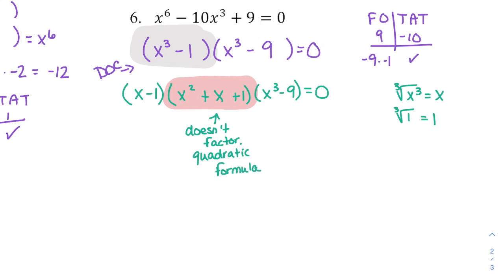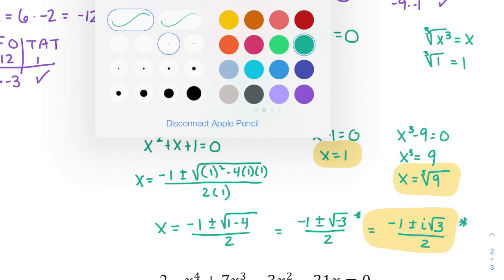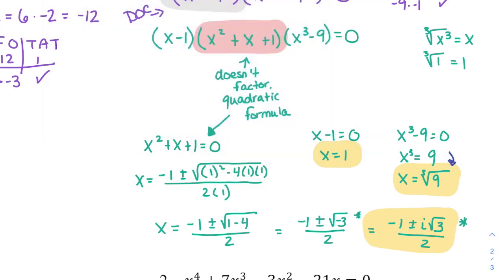Go ahead and solve. So when I went to solve this out, I rearranged the order a little bit. I went and did my quadratic formula on that trinomial, and I ended up with negative 1 plus or minus i square root of 3. And then when I solved the other two factors, I got x equals 1. And then for this one, I took the cube root of both sides, and you don't need plus or minus for cube root. So it's just the cube root of 9.